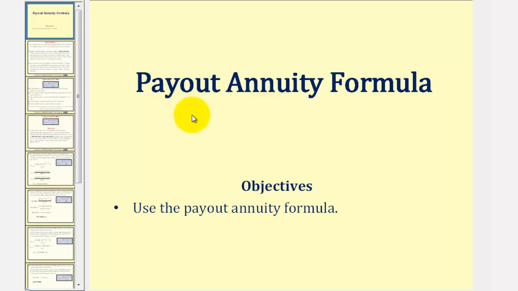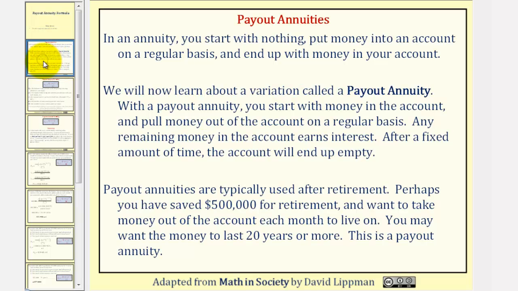Welcome to a lesson on the payout annuity formula. In an annuity, you start with nothing, put money into an account on a regular basis, and end up with money in your account. We will now learn about a variation called a payout annuity.